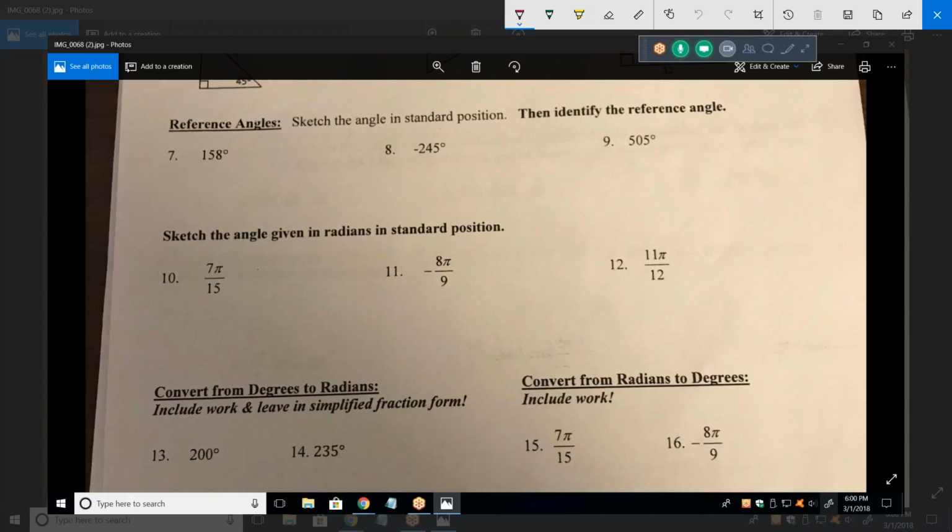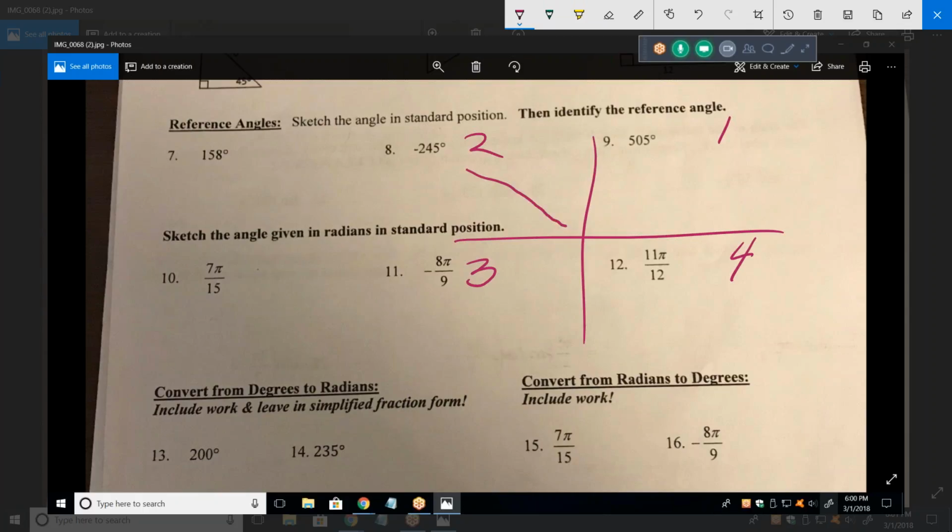Let's just do one of these, because you can't do them. I got to do them. So 158 degrees. Which quadrant is that ray going to go in? Quadrant 2. Okay, it's going to be about that. And there's your 158. Okay.